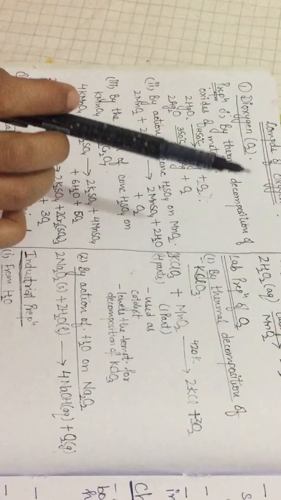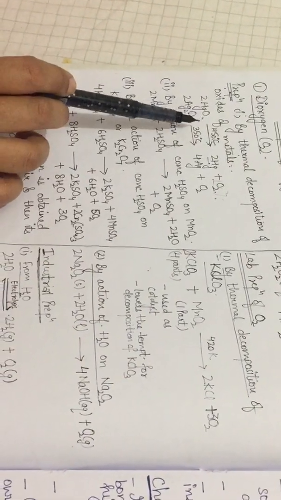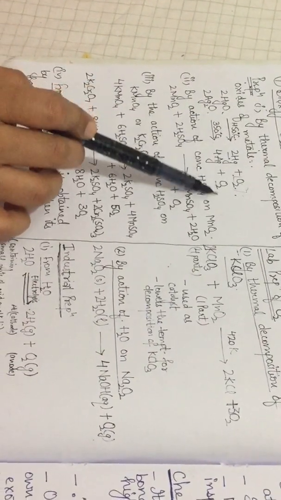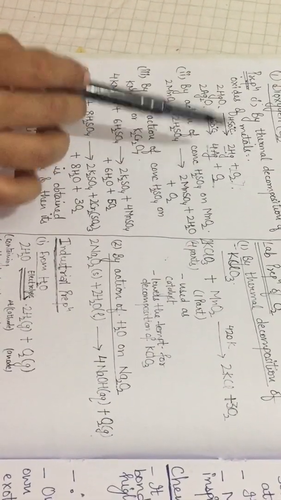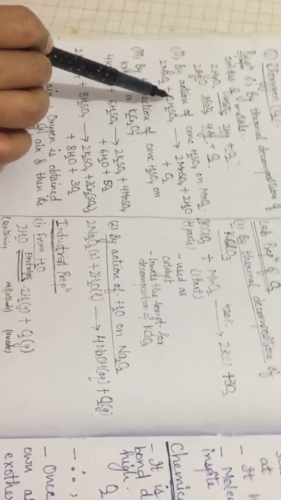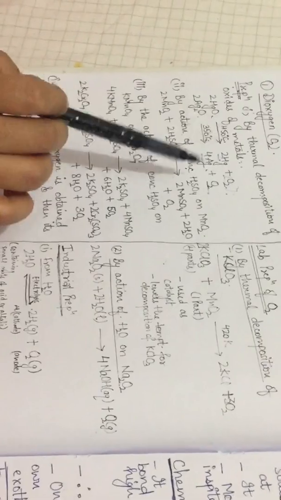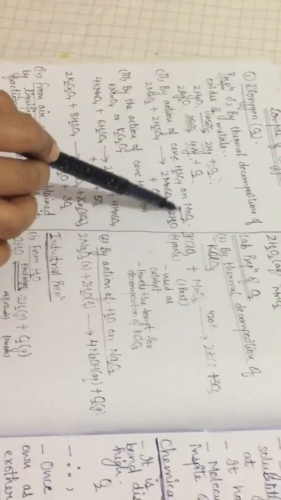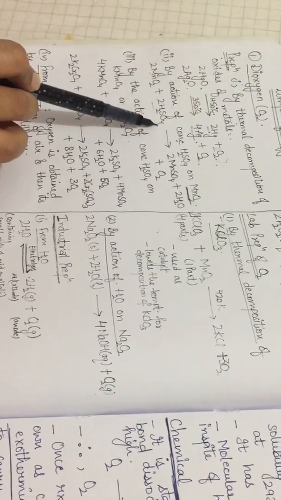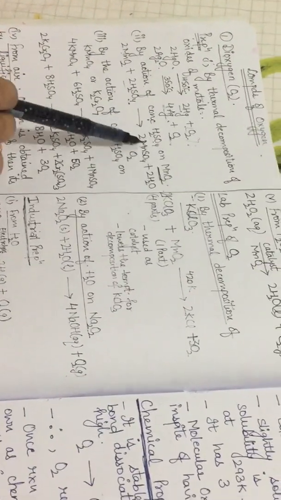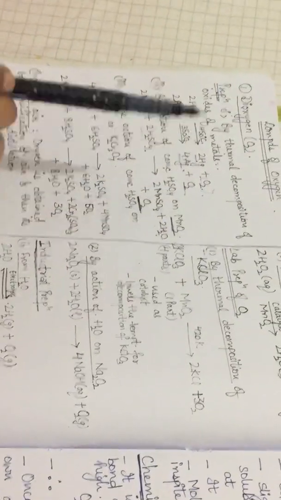Second example is silver oxide. When silver oxide is heated to 350 degrees Celsius, it will produce oxygen and the corresponding metal, that is silver. So this is the first method. The second method of preparation of oxygen is by the action of concentrated sulfuric acid on manganese dioxide. When manganese dioxide is treated with sulfuric acid, it will produce manganese sulfate and water, and oxygen is released. So this is the second method.